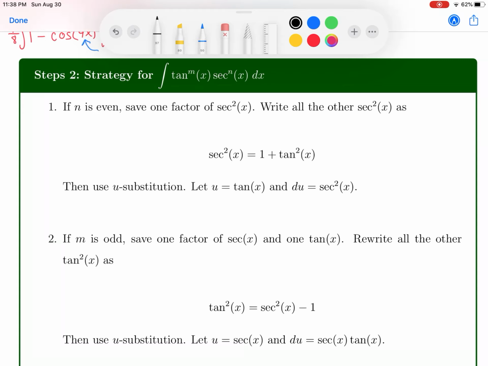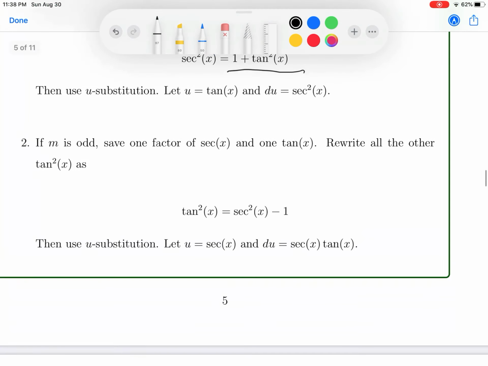So let's just break this down for a second. Let's say we have tangent raised to some power of m, and secant raised to some power of n. Now, if n, the power of secant, is even, you're going to write all the other secant squares as secant squared x equals 1 plus tangent squared x. Then you do a u sub. You'll say u is equal to tan x, du is equal to secant squared x, and it's going to fall apart like butter. Whatever, you get it.